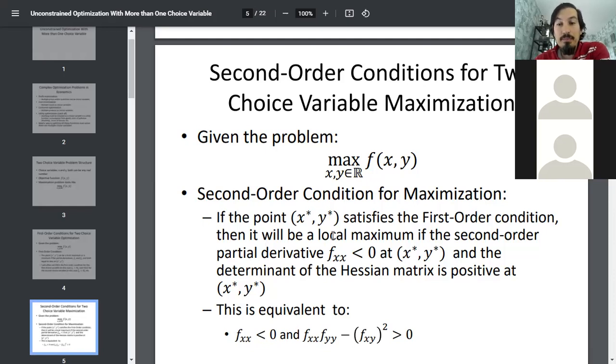Then it will be a local maximum if the second order partial derivative fxx is less than 0 at x star, y star. So this is the second order partial derivative. I take the partial derivative with respect to x, and then again with respect to x, and it has to be negative. Also, the determinant of the Hessian matrix has to be positive at x star, y star. Another way of writing this is equivalent to the determinant of the Hessian for two variables. And you might hopefully make some connections here.